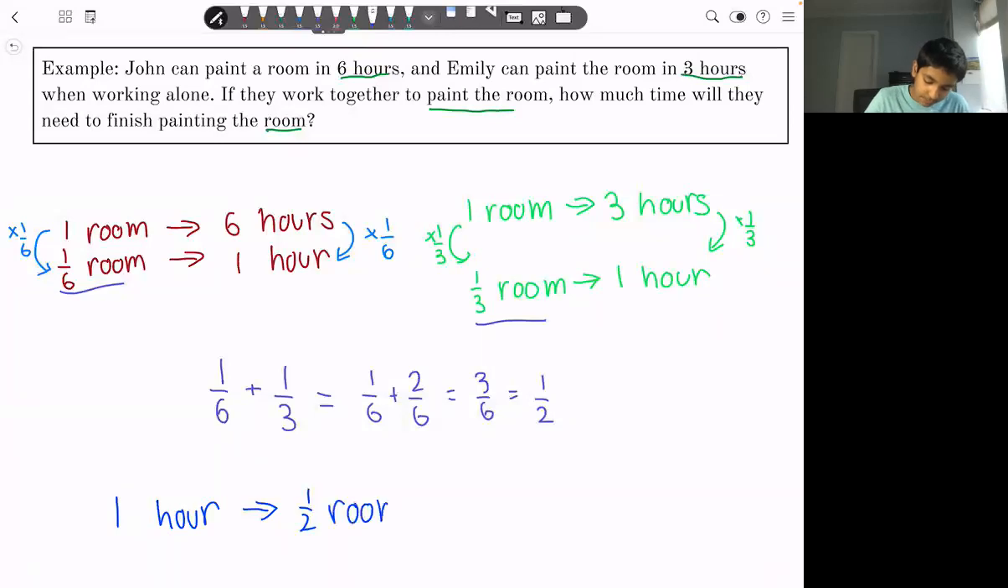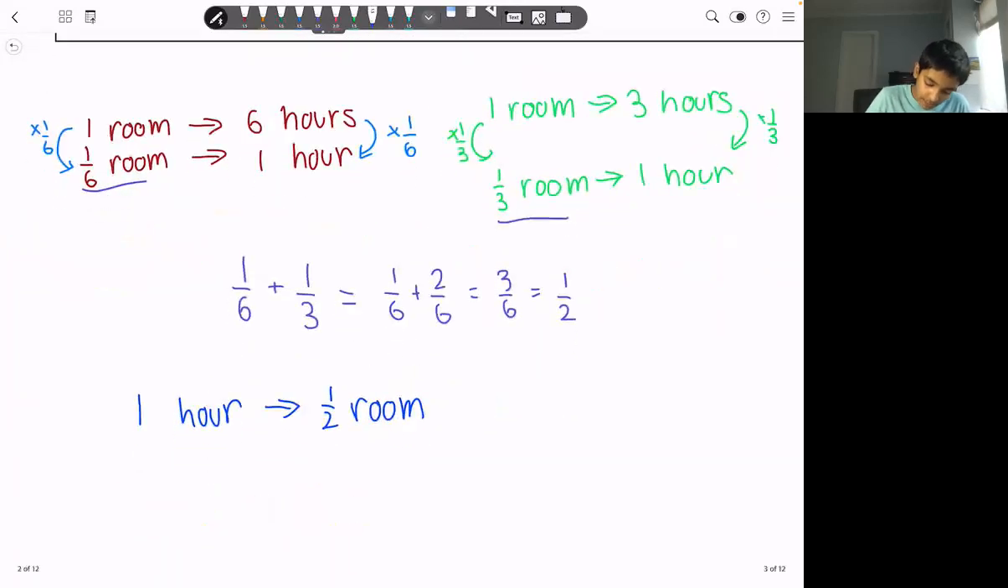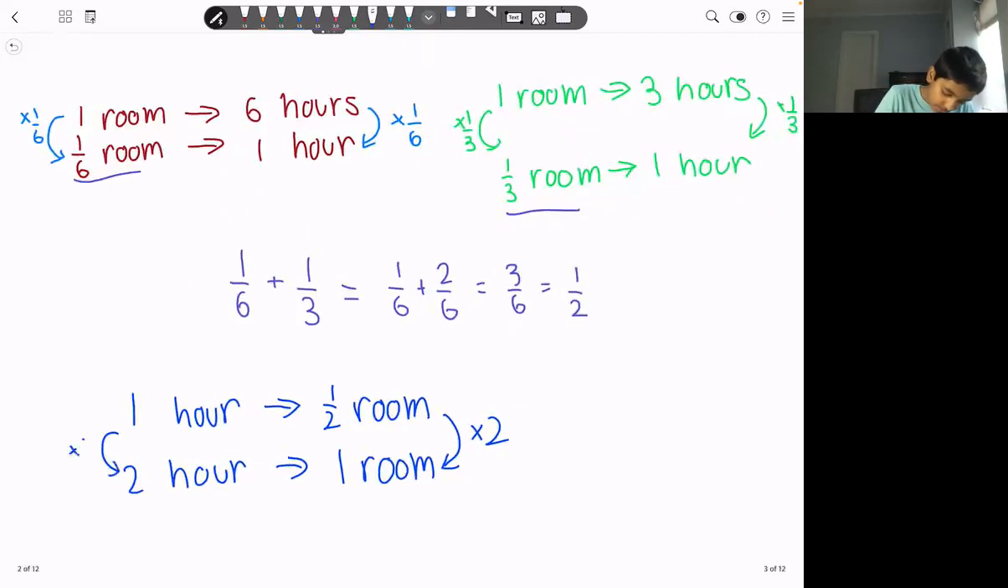So in 1 hour, they can paint 1/2 of the room. And that means that in 2 hours, they can paint the whole room. One room, the whole thing. So that means the answer is 2.